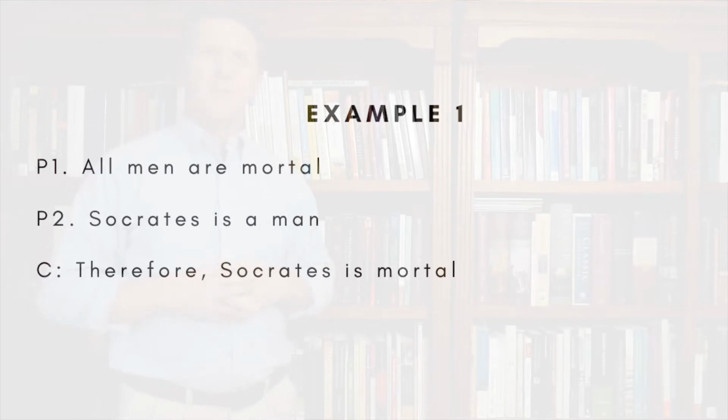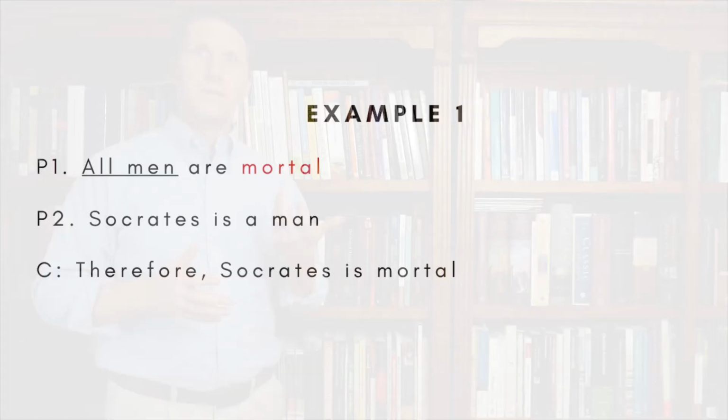Let's look at an example argument to make sure that we understand this. Okay, premise 1, all men are mortal. Premise 2, Socrates is a man. Conclusion, therefore, Socrates is mortal. Notice what has happened here.